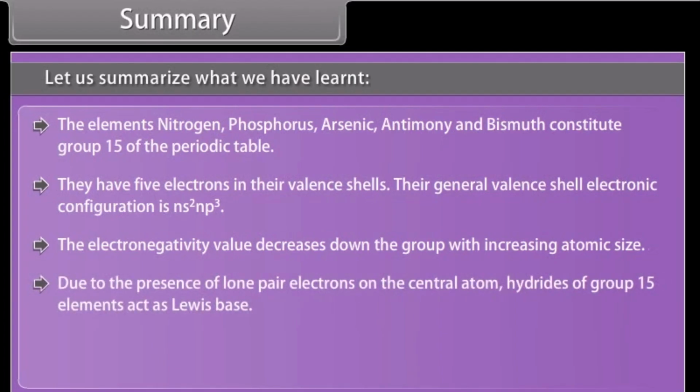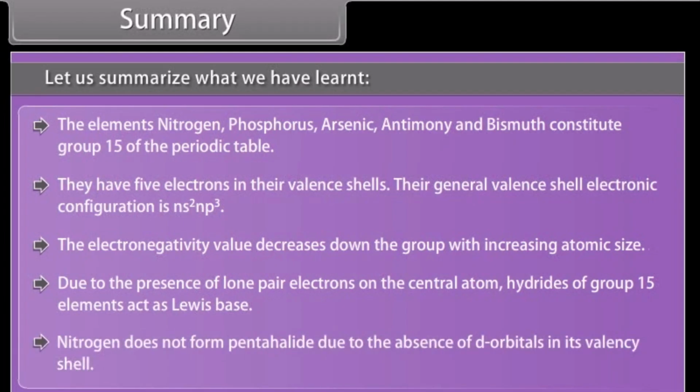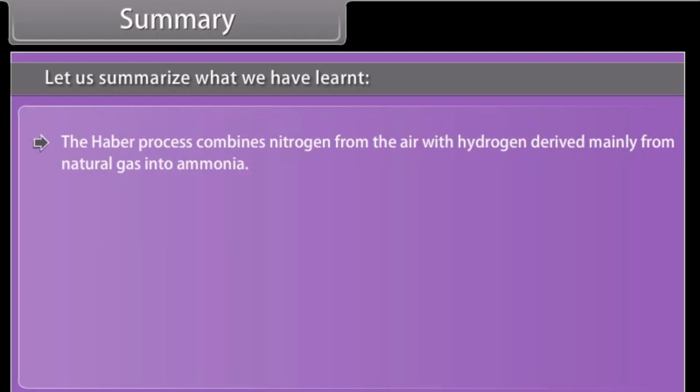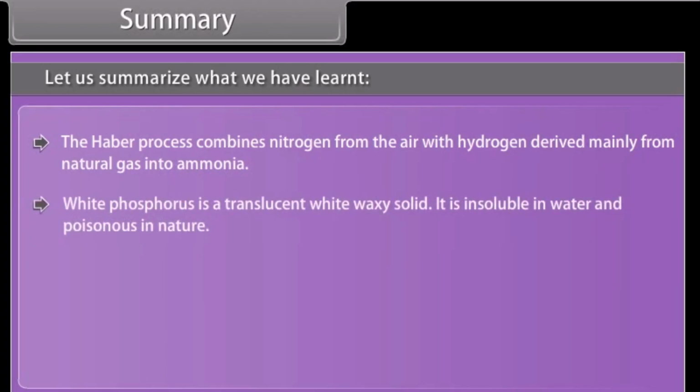Due to the presence of a lone pair of electrons on the central atom, hydrides of group 15 elements act as Lewis bases. Nitrogen does not form pentahalides due to the absence of d orbitals in its valence shell. The Haber process combines nitrogen from air with hydrogen derived mainly from natural gas into ammonia. White phosphorus is a translucent white waxy solid. It is insoluble in water and poisonous in nature.